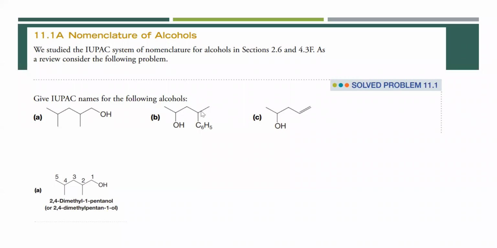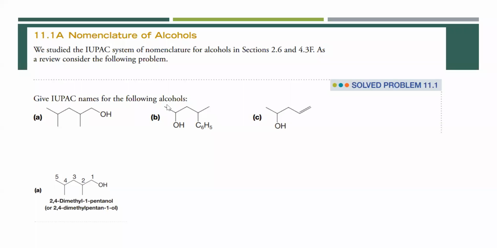Okay, so here you have 1, 2, 3, 4, 5. And you have your phenyl group here. So how do you say that one? You can have your substituent on carbon 4. You have 1, 2, 3, 4, 5. That should have been your pentanol.